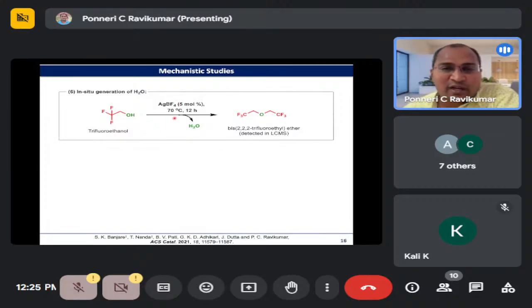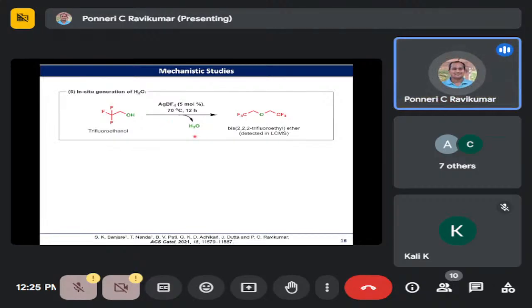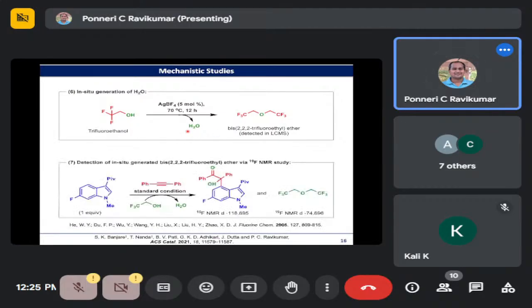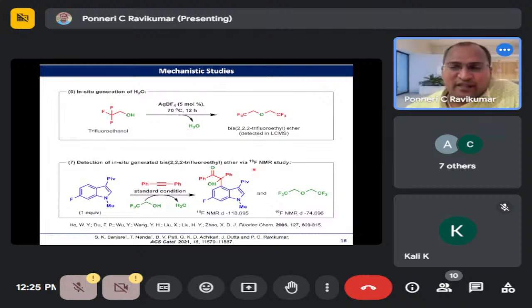So one of the things that we observed with trifluoroethanol in the presence of AgBF4 was that we were able to detect this ether, which indirectly proves that water is forming in the reaction mixture. But this is not a good enough proof because we have to quantitatively prove the formation of water. So we decided to do the F19 NMR study.